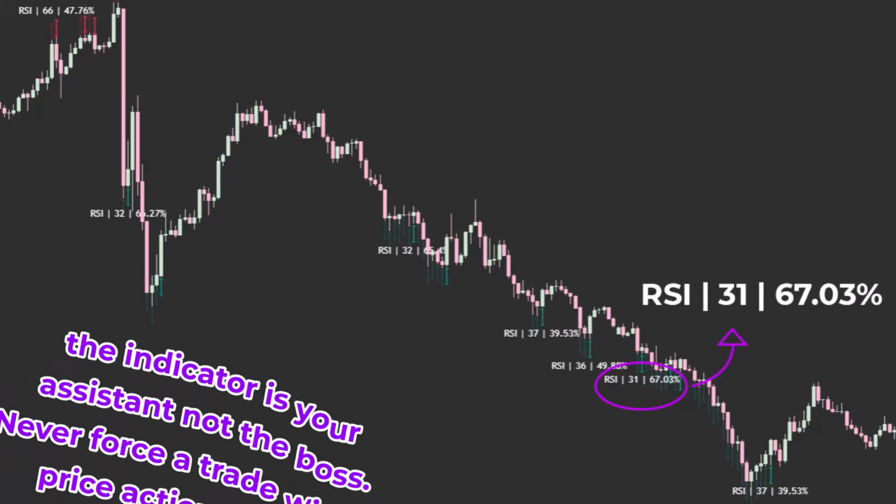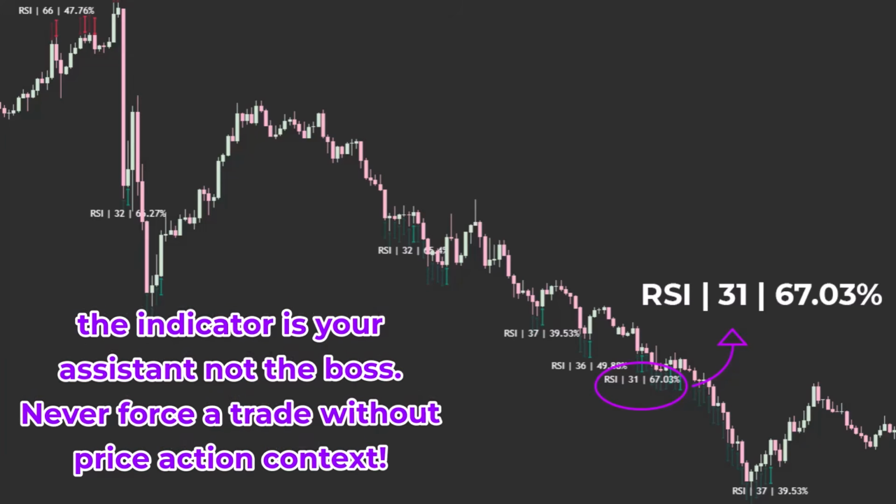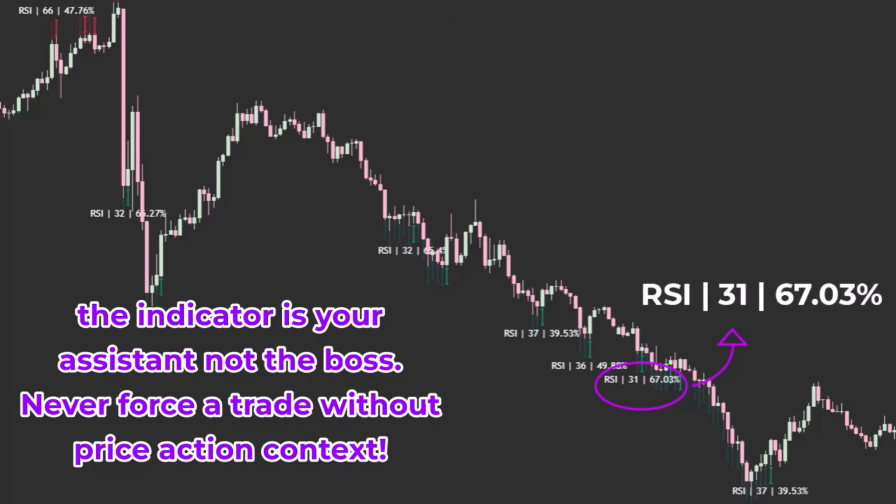Remember, the indicator is your assistant, not your boss. Never force a trade without price action context. With that lesson learned, let's jump into today's topic.